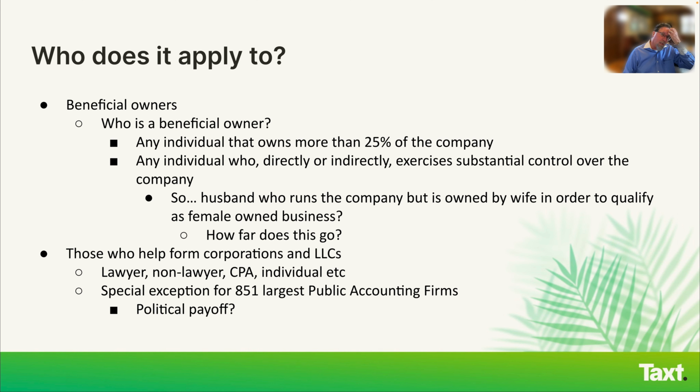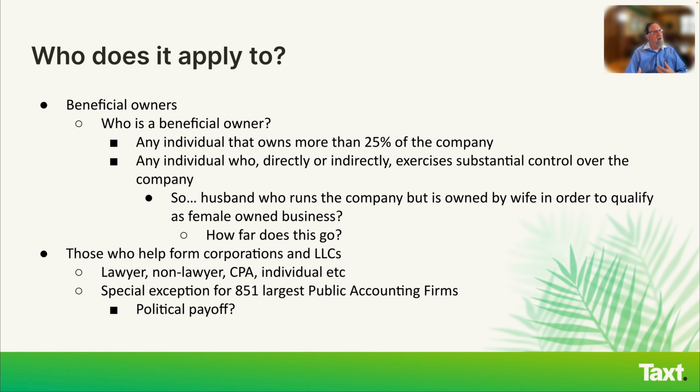So the example that I thought of was, let's say you have a construction company that the shares are all owned by the wife because they want to qualify as a female-owned business, but in reality, the husband runs the day-to-day operations of the business, and the wife really isn't all that involved. Well, I think in that situation, since the husband is exercising direct or indirect substantial control over the company, I think he's a beneficial owner under the statute, and his name and identity would need to be disclosed.